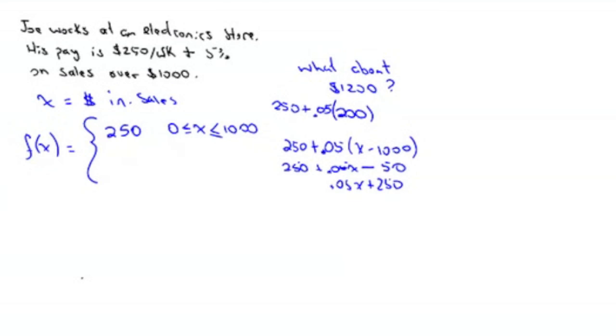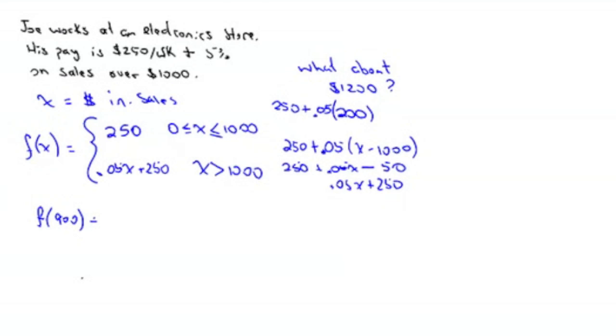So that's what's going to go in the second part of this: 0.05x plus 250. And this is for when x is over $1,000 in sales. So this function would tell you how much Joe is going to get paid depending on what x is equal to. So, question number 1.